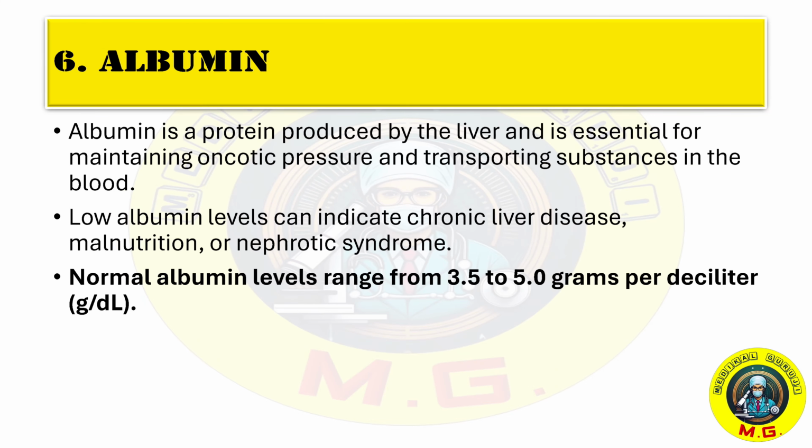Next is albumin. Albumin is a protein produced by the liver and is essential for maintaining oncotic pressure and transporting substances in the blood. A low albumin level can indicate chronic liver disease, malnutrition, or nephrotic syndrome. Normal albumin levels range from 3.5 to 5 grams per deciliter.